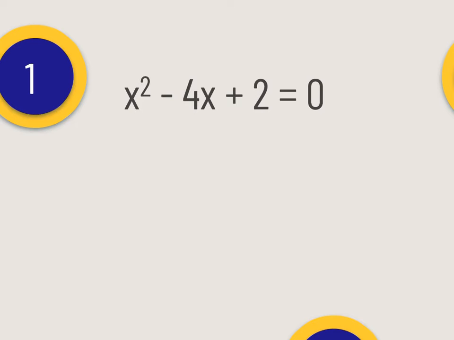So I identify the a is what's in front of the x squared. So the a is 1. The b is what's in front of the x, which is a negative 4. Make sure you take that negative. And the c is the number that's by itself, which is a positive 2. Now, quadratic formula, negative b plus and minus the square root of b squared minus 4ac all over 2a.